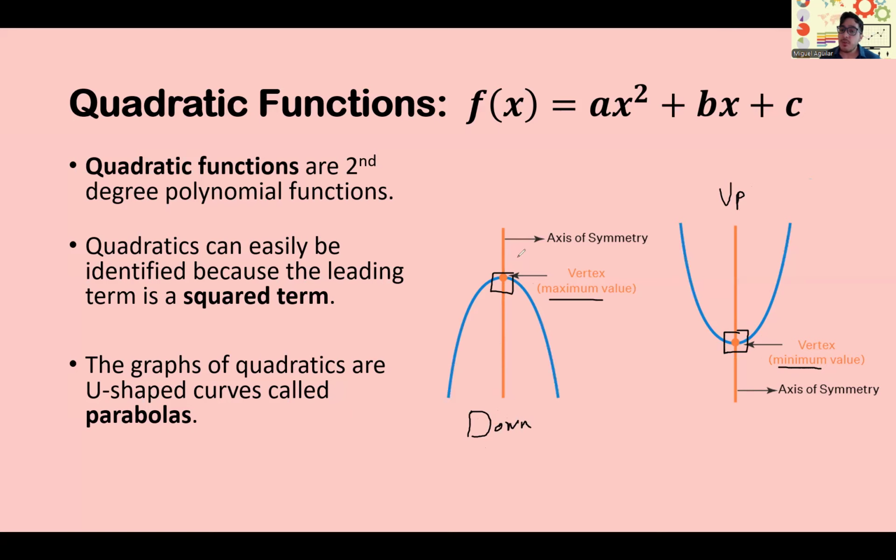Okay, but either way, the axis of symmetry is the line that we can draw that cuts straight through that vertex and cuts the graph into two perfect halves. Whether it's upside down or right side up does not matter. That axis of symmetry always cuts your graph in half.